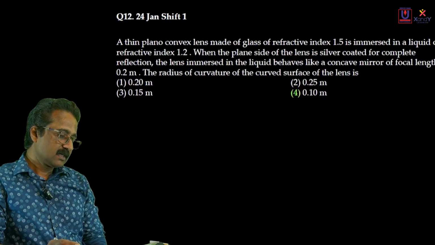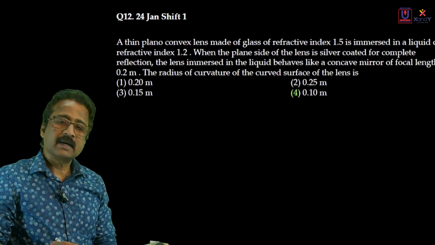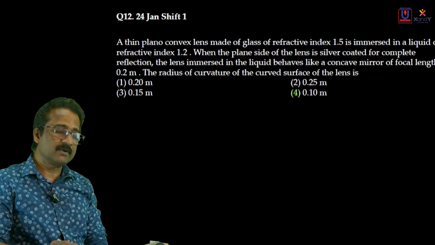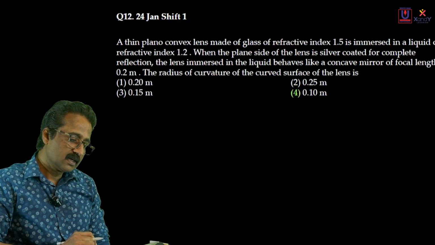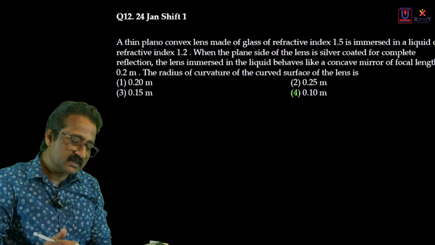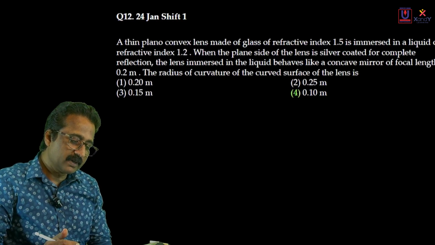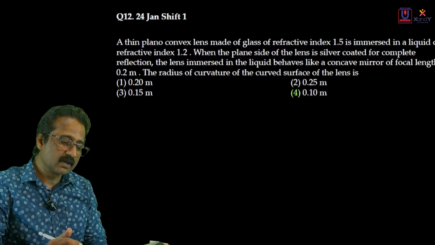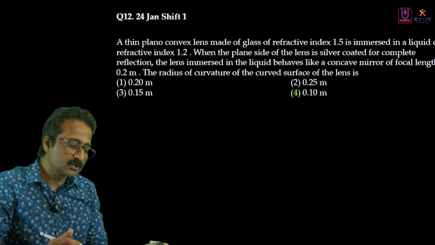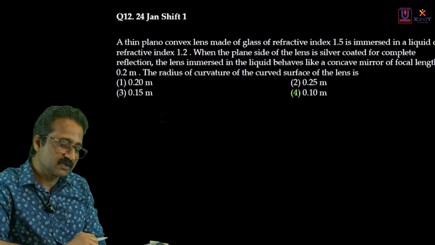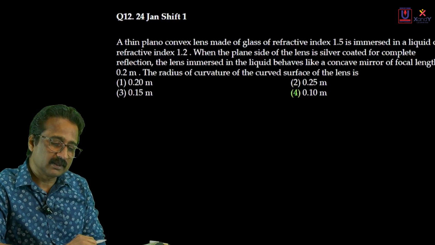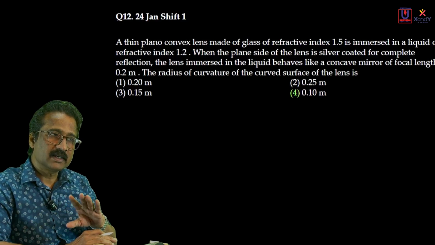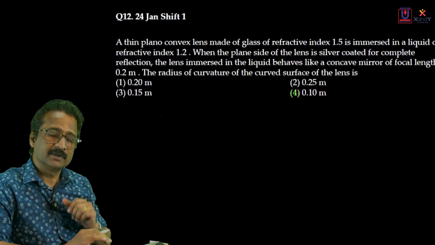Okay. A thin plano convex lens made of glass of refractive index 1.5 is immersed in a liquid of refractive index 1.2. When the plane side of the lens is coated for complete reflection, the lens immersed in the liquid behaves like a concave mirror of focal length 0.2 meter. Then the radius of curvature of the lens will be? So this is a plano convex lens immersed inside liquid, and the plane surface of the lens is silvered also.